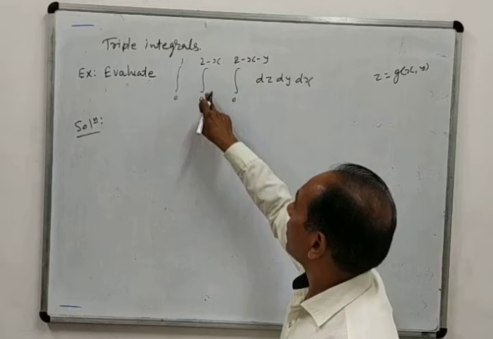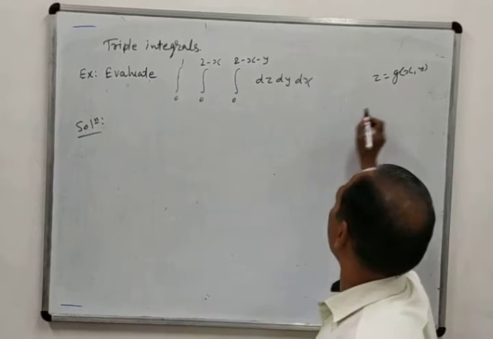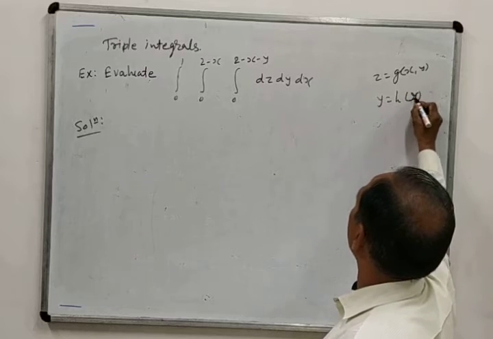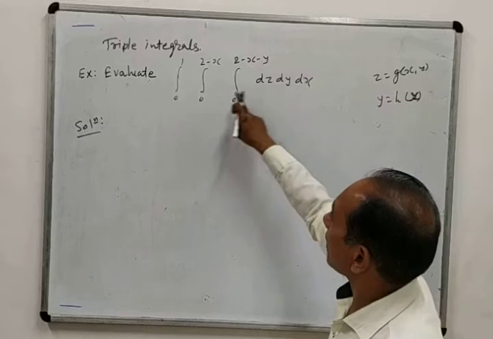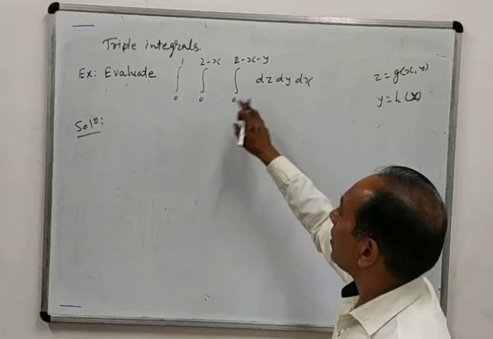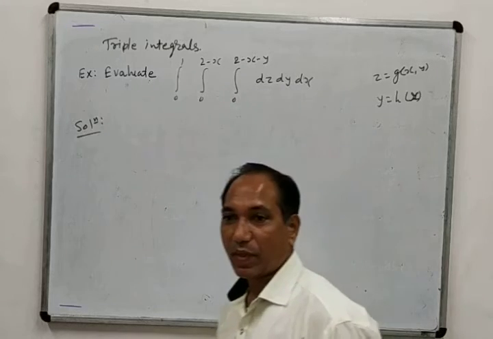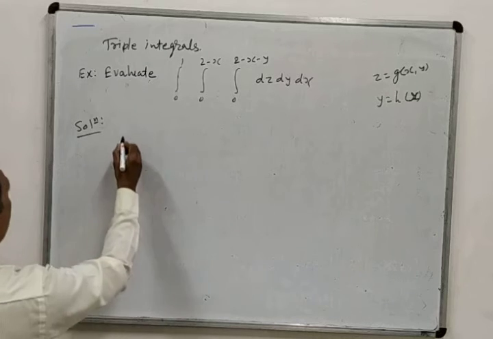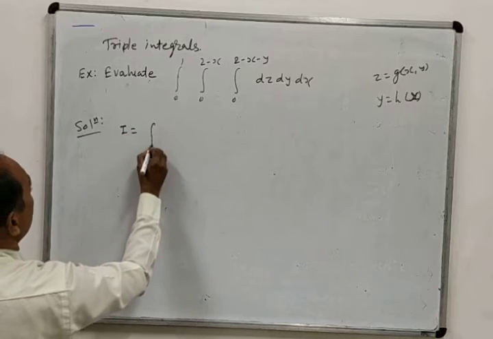Here it is x, so it must be the limits of y, because the limit of y is a function h of x. So the second integration is with respect to y. That means the order given in this problem is correct. So now we will follow the solution procedure.